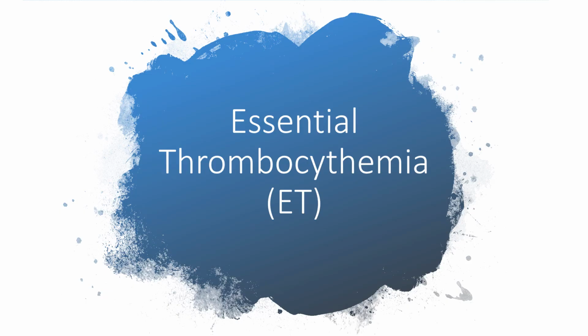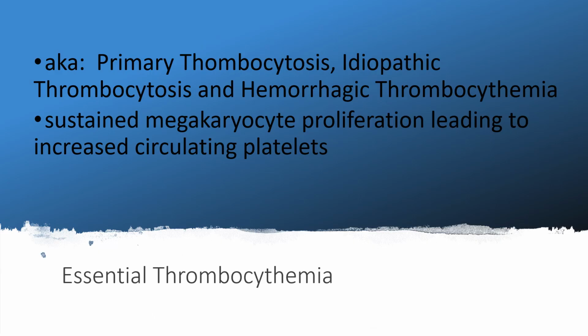The second MPN to be discussed is essential thrombocythemia, or ET. Over the years, ET has been known as primary thrombocytosis, idiopathic thrombocytosis, and hemorrhagic thrombocythemia. Essential thrombocythemia is described to have a sustained megakaryocyte proliferation that leads to the increase in the platelets that are circulating in the peripheral blood.